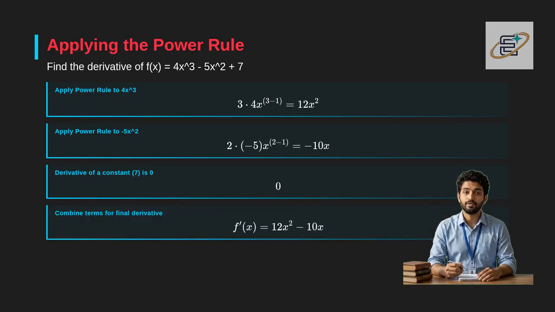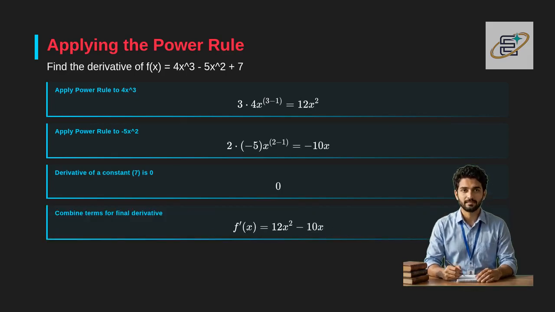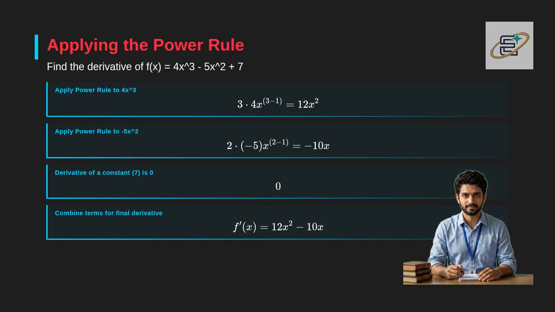Finally, we combine our terms to get the final derivative. F prime of x equals 12x squared minus 10x. You just found the instantaneous slope.